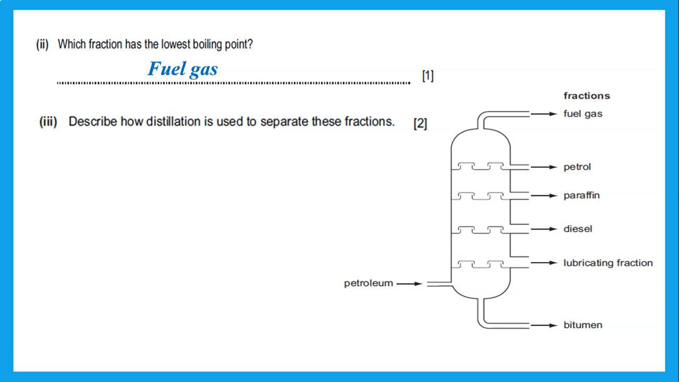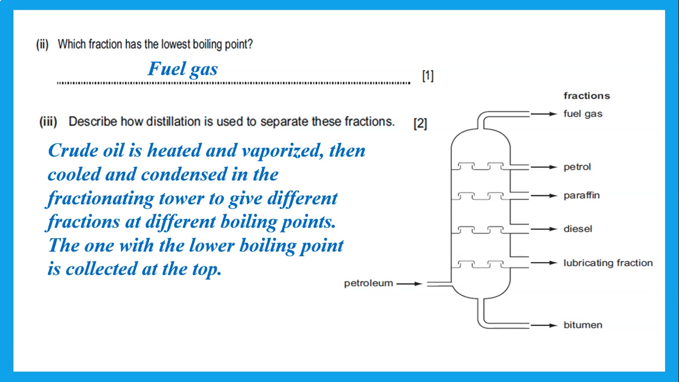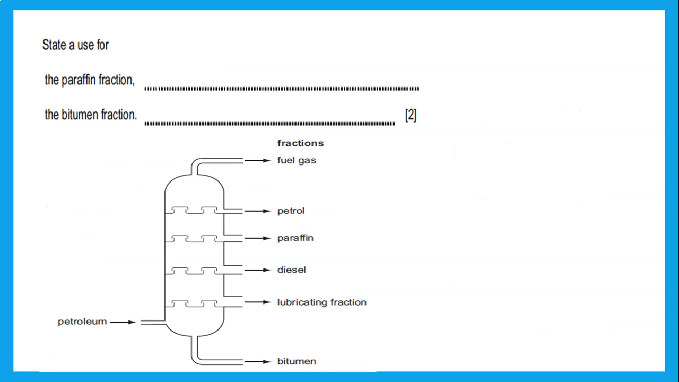Now, if the question says describe how distillation is used to separate these fractions, remember what happens is the crude oil or the petroleum is heated and then vaporized. Then it is cooled and condensed in the fractionating tower to give different fractions at different what? We're separating them based on differences in boiling point. And remember that the one with the lower boiling point is collected at the top.